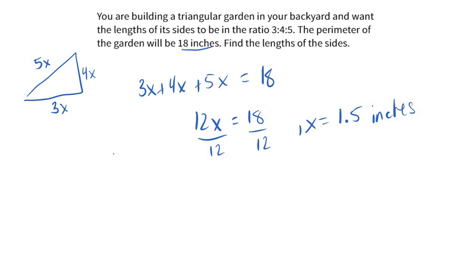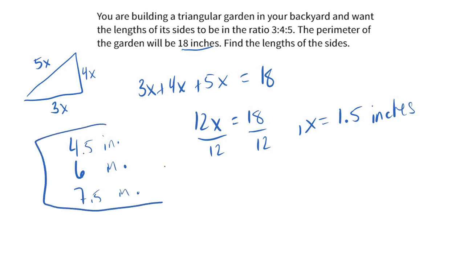So 3 times x would be 4.5 inches. That would be one side. 4 times x would be 6 inches on the other side. And 5 times x would be 7.5 inches. So there would be our lengths. If you're wondering where those come from, just plug them into a calculator. You can just do 1.5 times 3, 1.5 times 4, 1.5 times 5. Hey, you're good to go.